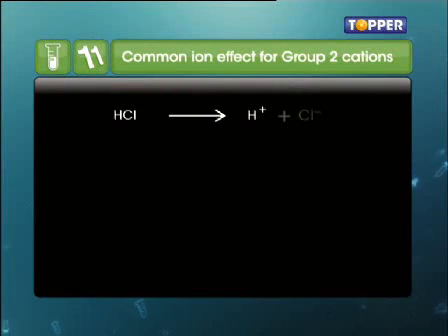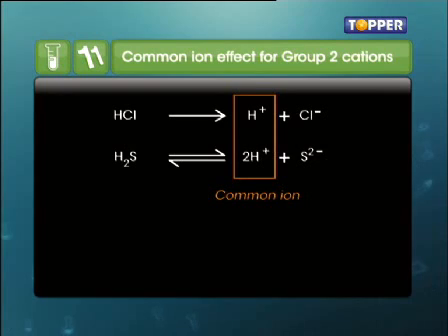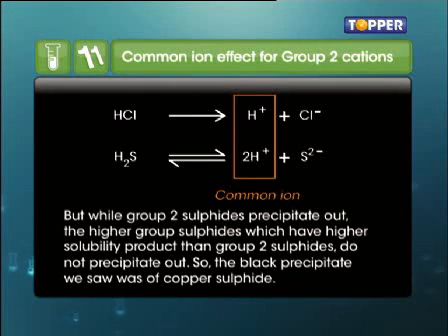Well, hydrochloric acid is a strong electrolyte and hydrogen sulfide is a weak electrolyte. Now, due to the presence of a common hydrogen ion, the ionization of hydrogen sulfide is suppressed and the concentration of sulfide ions in the solution decreases. But while group 2 sulfides precipitate out, the higher group sulfides, which have higher solubility product than group 2 sulfides, do not precipitate out, so the black precipitate we saw was of copper sulfide.